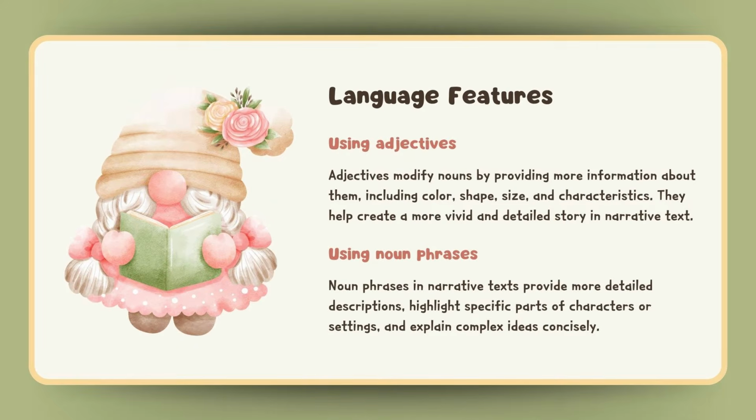Third, using adjectives. Adjectives modify nouns by providing more information about them, including color, shape, size, and characteristics. They help create a more vivid and detailed story in narrative text. Fourth, using noun phrases. Noun phrases in narrative texts provide more detailed descriptions, highlight specific parts of characters or settings, and explain complex ideas concisely.